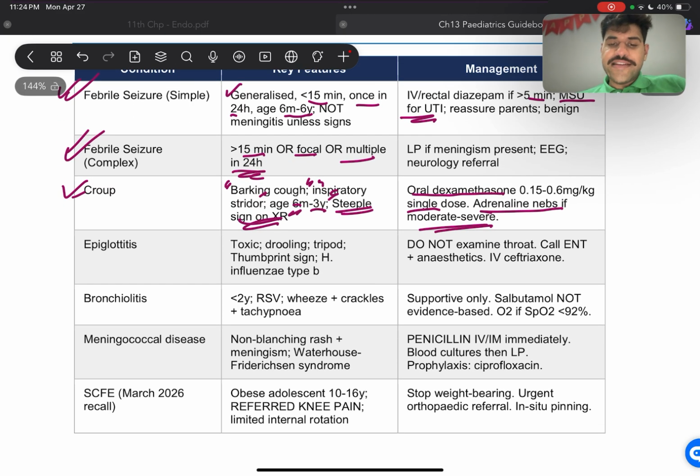Then epiglottitis, it is toxic. Patient is going to be drooling, and most important is tripod position and thumbprint sign on the x-ray.